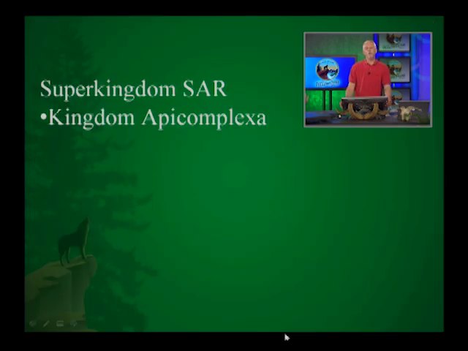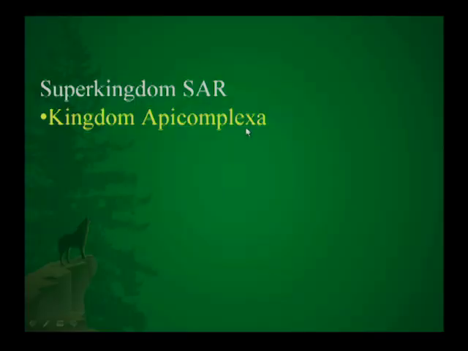Okay, now another group which is not tremendously important in the Yellowstone ecosystem, but is around, would be the kingdom Apicomplexa. And the Apicomplexans take their name from the fact that they have what we call an apical complex. Now, this is a group where the members, again, are all obligate intracellular parasites. So they have to live within other organisms for most of their life cycles anyway.